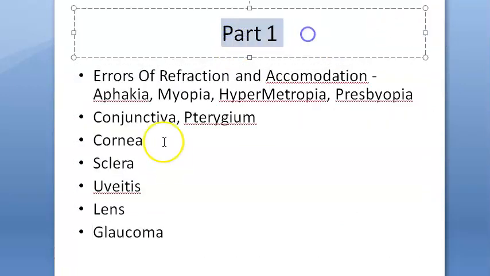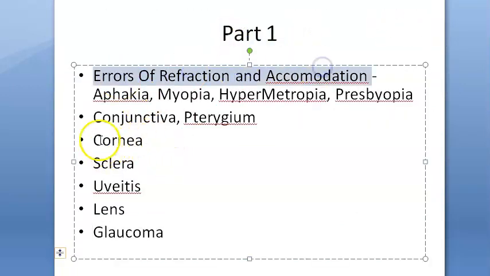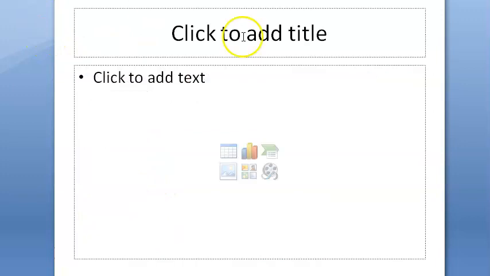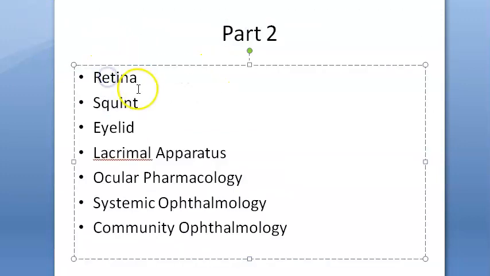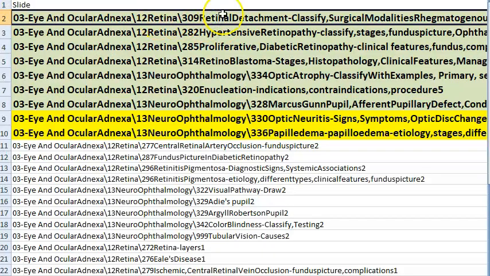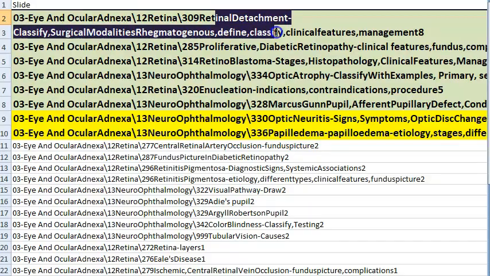In part 1, what have we looked at? Errors of refraction, accommodation, conjunctiva, cornea, sclera, uvea, lens, glaucoma, all this we have seen. Now in part 2, let us look at retina, strabismus, squint, ocular motility, eyelid, lacrimal apparatus, ocular pharmacology, systemic ophthalmology and community ophthalmology. So in retina, the most important thing they're asking is retinal detachment.